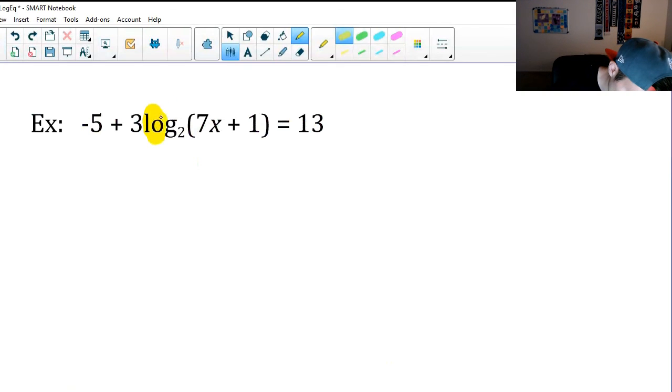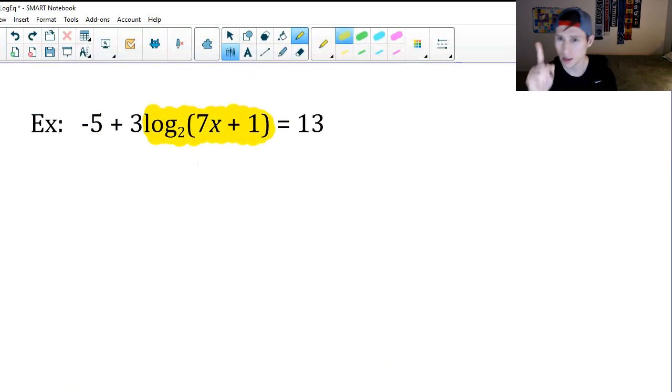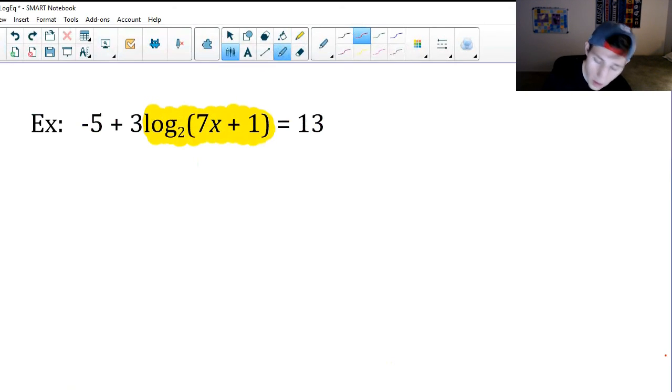So again, I have one logarithm. Now on the left side, there's more stuff. There's a times 3, there's plus -5. On the right side, there's just 13. But the point is, there's only one logarithm on one side. Method 2. No, not quite. Mr. Abundance, try again. Method 2.